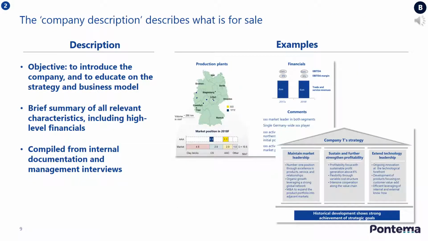The second core element of the document is the company description. Here, the objective is to introduce the company or organization and to educate the buyer on its finances, strategy and business model, which is how the organization generates its income. The information will normally be compiled from internal documentation and management interviews.